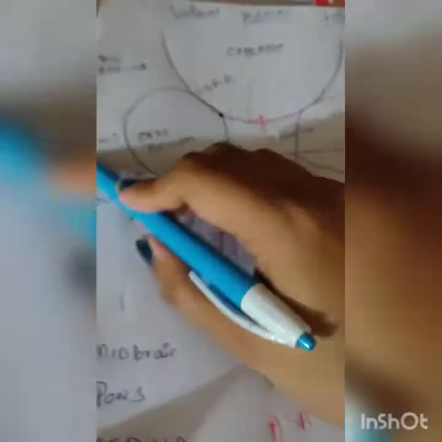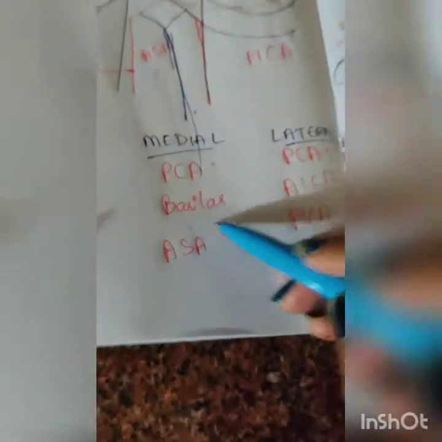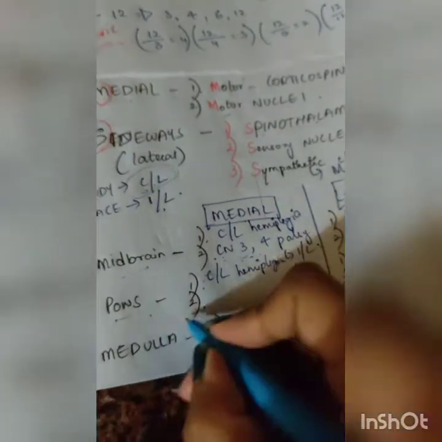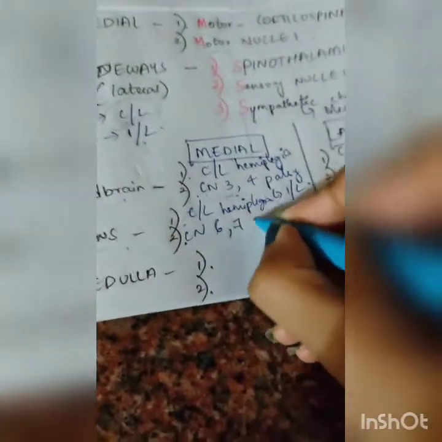Whenever there is a lesion in the pons, on the medial side, what is affected? The basilar artery. And here what is affected? The corticospinal tract. So the first one is again contralateral hemiplegia. And the motor nuclei that are going to be affected are 6 and 7. Since I told you the facial nerve is everywhere, on the medial side and on the lateral side, we are going to have cranial nerve 6 and 7 palsies.